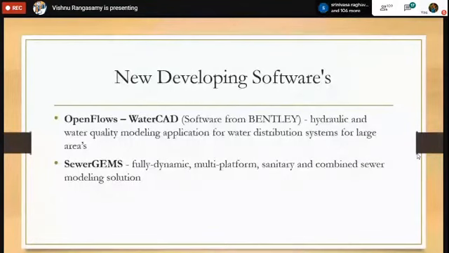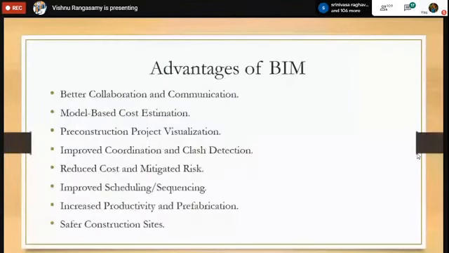So what are the advantages of BIM? It is better collaboration and communication. You can design prior, you can design during the project, and you can get the best outcome of the project using this BIM. It is a model-based cost estimation. You can develop a model within the software so that you can get the exact quantities of materials that are used in the projects.